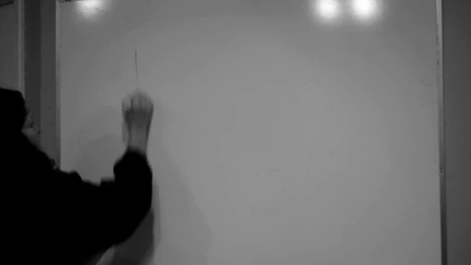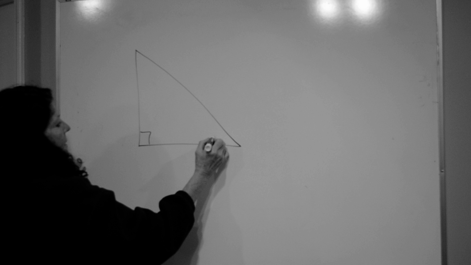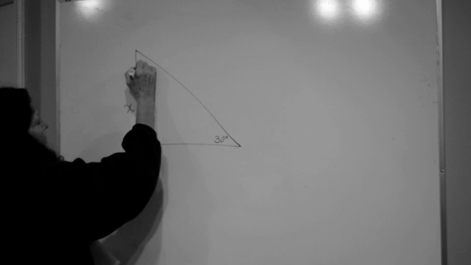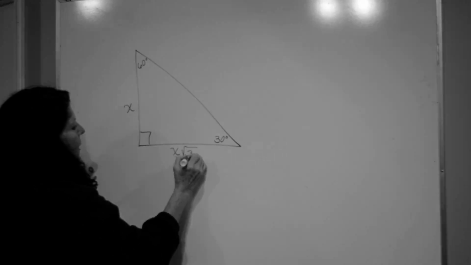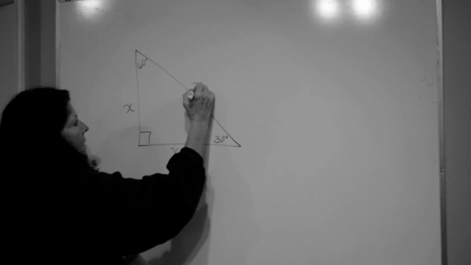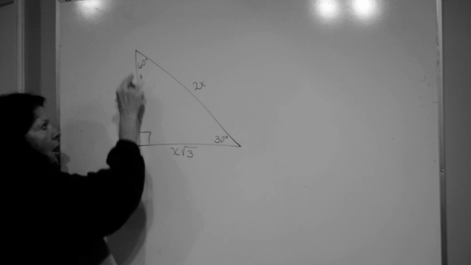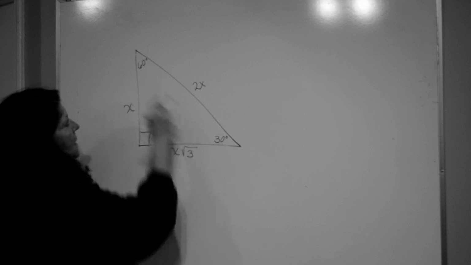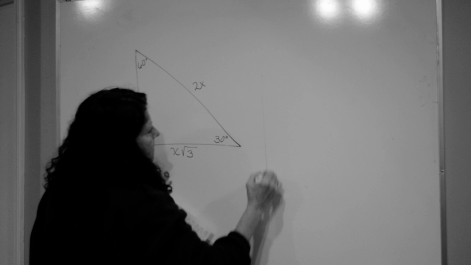If you remember right, on a 30, 60, 90 triangle, the side opposite your 30 degrees is going to be your x. Your side opposite your 60 is going to be x square root of 3, and your hypotenuse is going to be 2x. Now understand, the shorter side is opposite 30, the longer side is opposite your 60. So let's say that we have one to do.